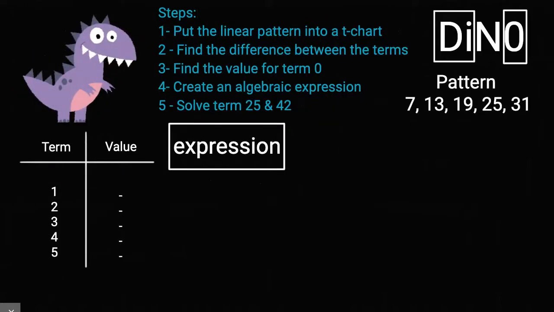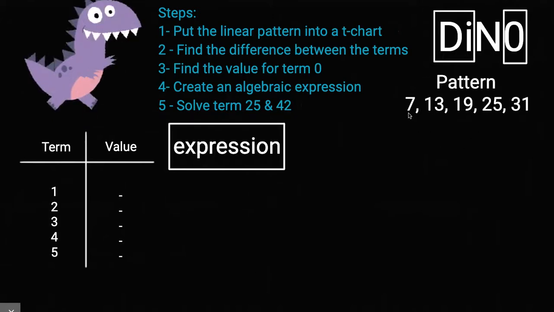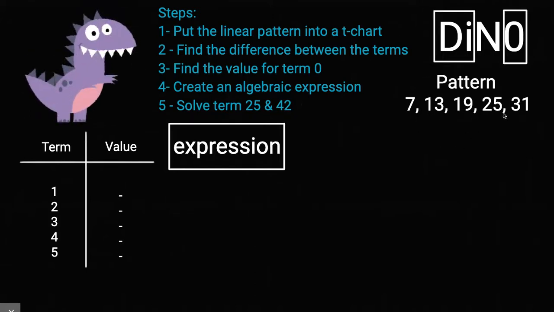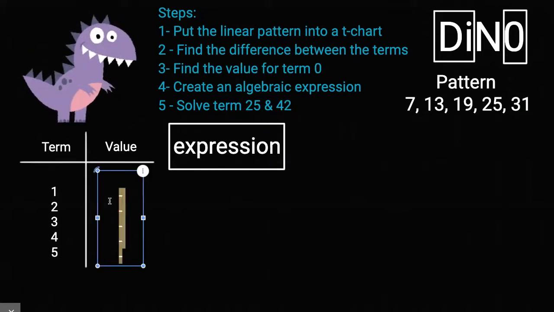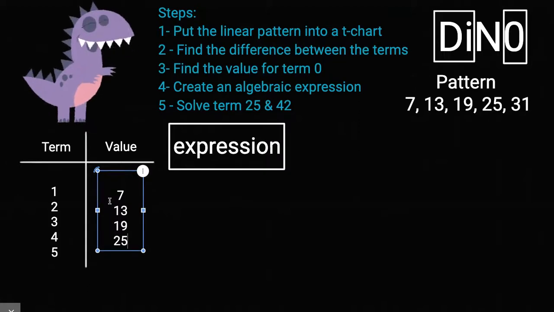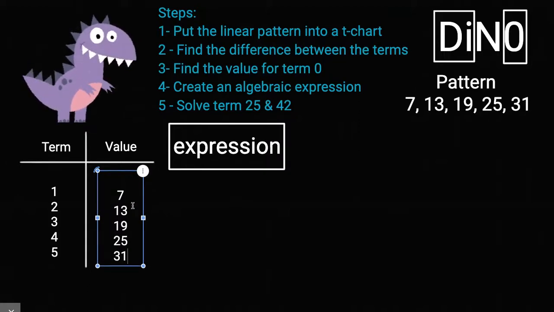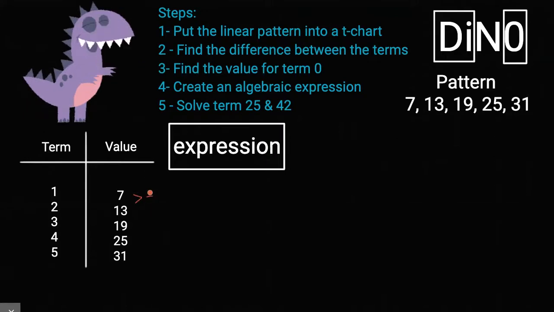This is question 6 on your worksheets. So 7, 13, 19, 25, 31. So again, step 1, put the linear pattern into a T-chart. We are almost there. Let's complete the T-chart here. 7, 13, 19, 25, 31. We need to find the difference between these terms. That's step 2. So the difference between 7 and 13 is plus 6.